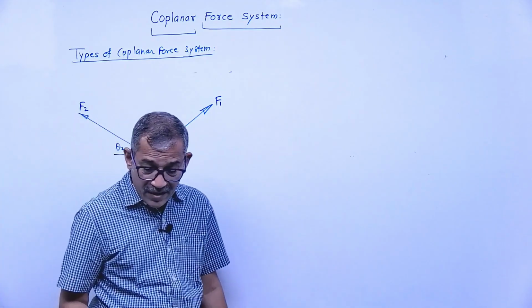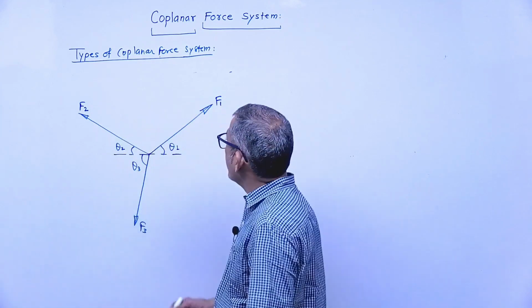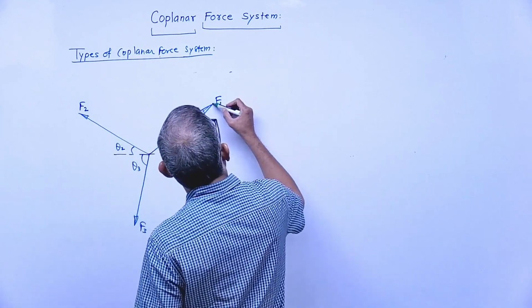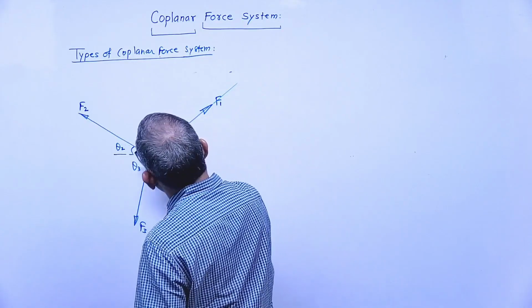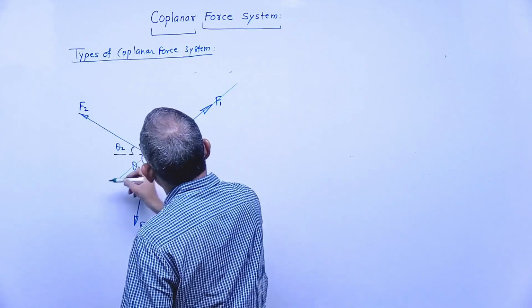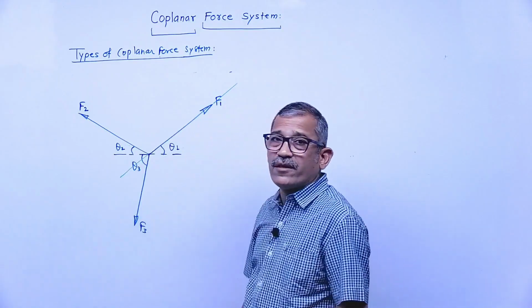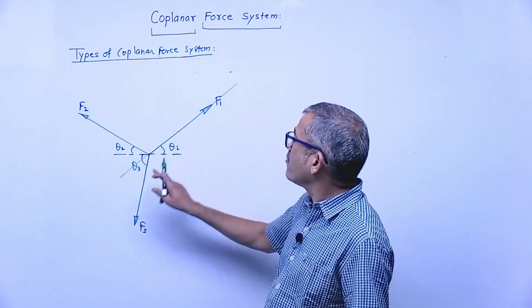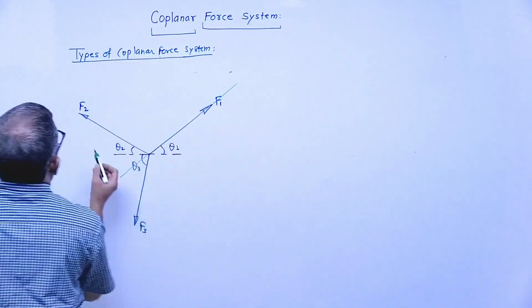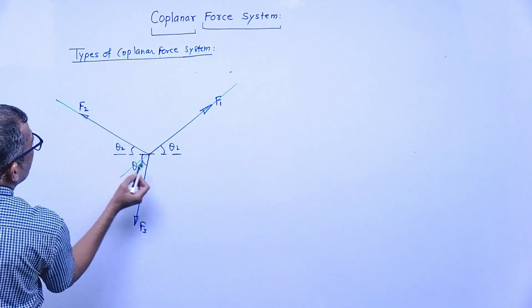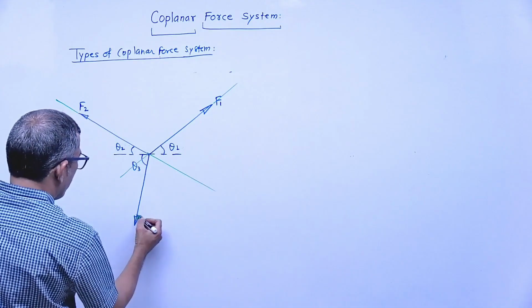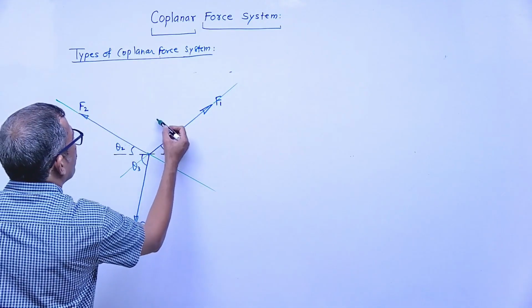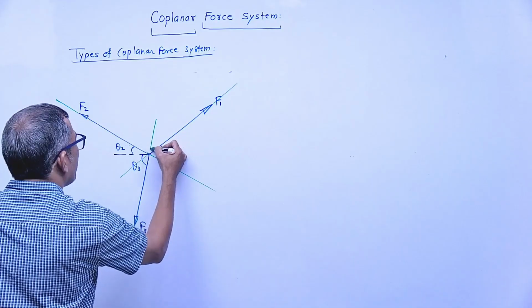Now what is important in this? If we check the lines of action of all the forces, F1 has a line of action something like this. Simply we will extend this. There is a cable like this, and the extension of the cable is the line of action for the first force. For the second force, the line of action is like this. For the third force, the line of action is something like this.